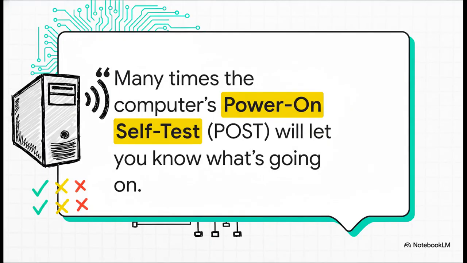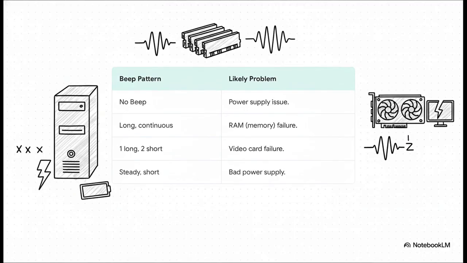So the moment you press the power button, your computer runs a super quick health check. It's called the Power On Self-Test, or POST. And if it finds a major problem with a critical piece of hardware, it will let you know, not with words on a screen, but with a series of beeps. These beeps are a language, and this table is basically your translator.